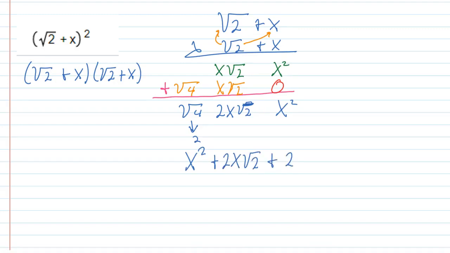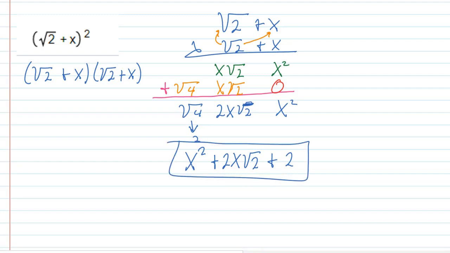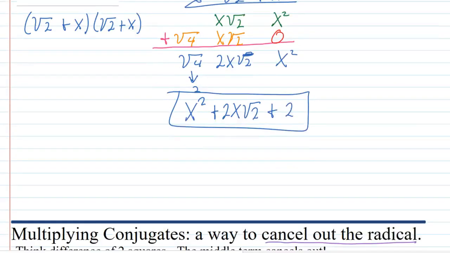That leaves us with x squared plus 2x square root of 2 plus 2 as our final answer. Notice I wrote this x squared in front and the number in the back. We always write these in descending order.